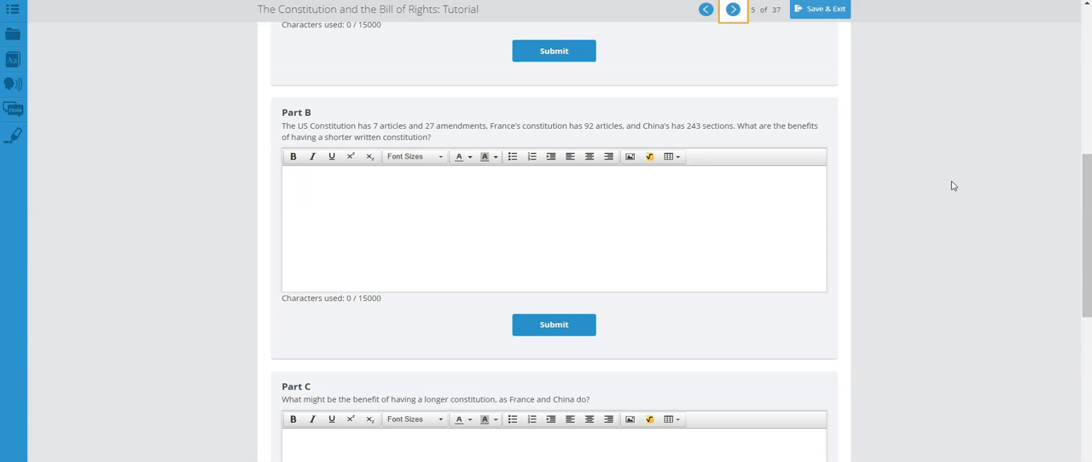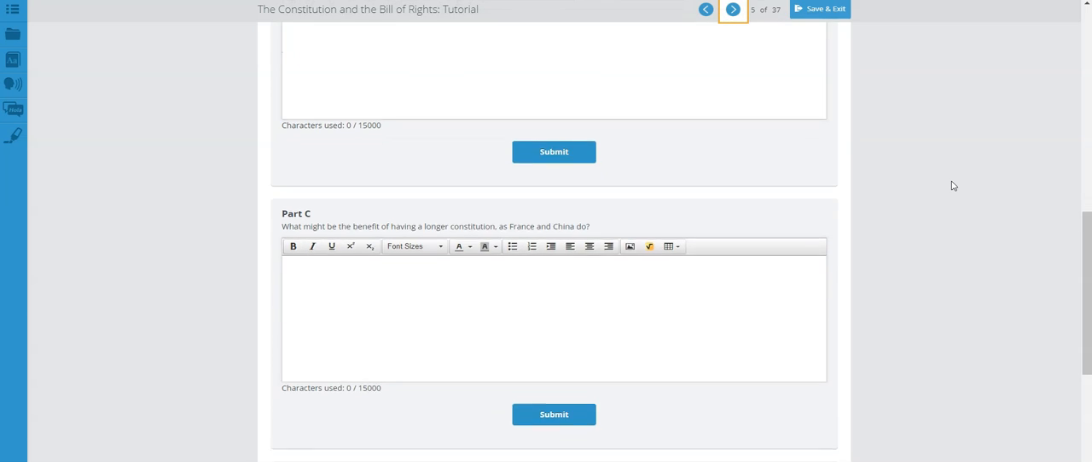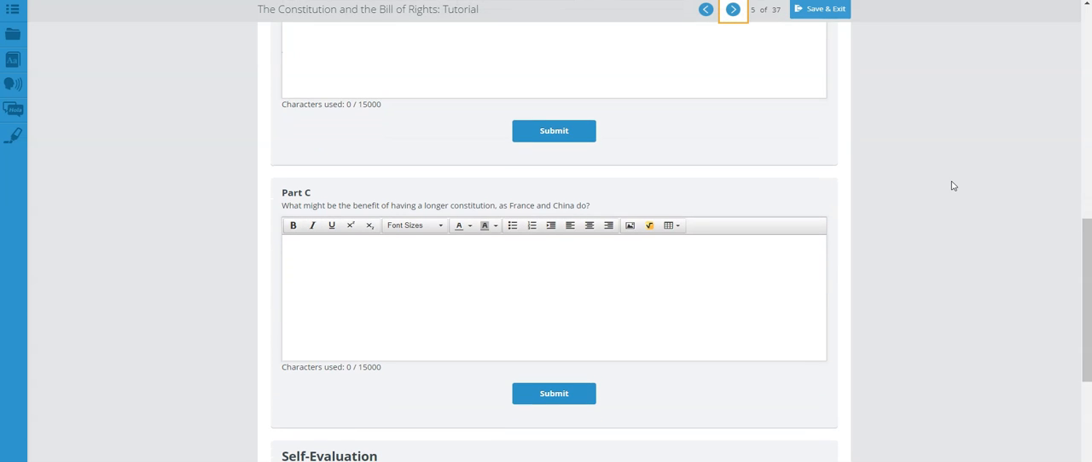By the way, you're more than welcome to write 2, 3, 4 paragraphs, as long as you're letting your teacher know that you have good knowledge of what's being asked from you. Part C is asking you to, actually it says, what might be the benefit of having a longer Constitution as France and China do? This is, in this case, your personal opinion about the Constitution, depending if you think that a longer Constitution benefits the nation, or if you think that a shorter Constitution benefits the nation, and if so, why? Make sure that you provide, again, a solid paragraph here.